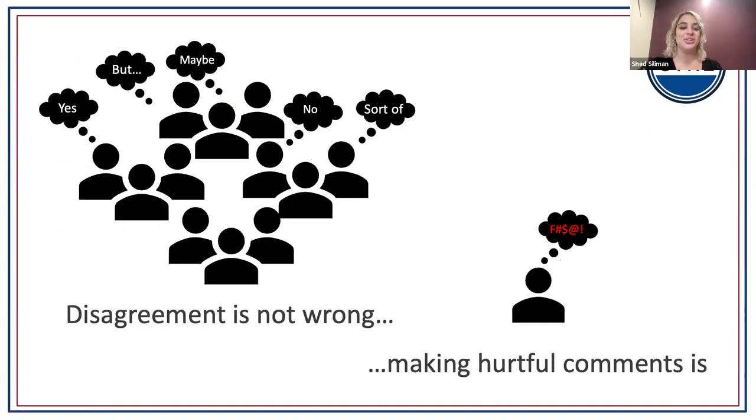So to make an important distinction here, disagreement is not wrong, not at all. Making hurtful comments is. So we expect our students to disagree. We expect them to have discussions and to have different perspectives. That's really beautiful, and that's going to help them learn from one another. But being disrespectful is where we draw the line. So students are absolutely welcome to disagree with one another and to share their perspectives as long as it's respectful. When a person begins to make dehumanizing, offensive, denigrating comments and they're not listening to their peers, they're not taking the opportunity to correct or rephrase, that is when we would draw a line and say, no, that's what's not acceptable, not the disagreement.